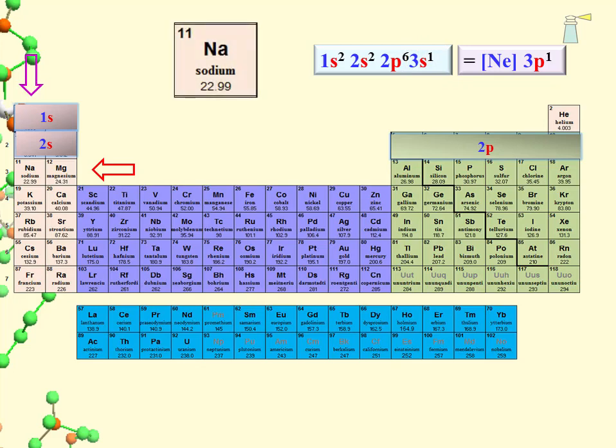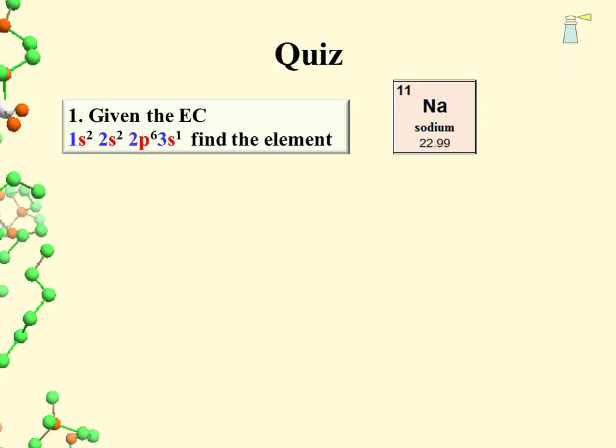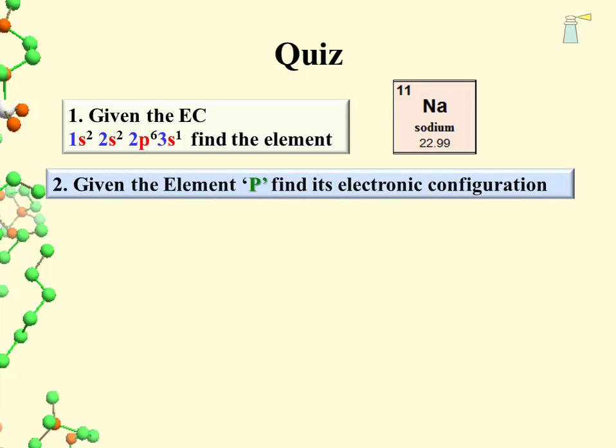We could also have counted the electrons in the EC and come up with the number of electrons in the atom. Since atoms have the same number of electrons as protons, we can use the electron count as the atomic number. Let's try it. Just add the superscripts. 2 plus 2 plus 6 plus 1 equals 11. And 11 protons is the element sodium. On to our second question. Given the element P, find the electronic configuration.